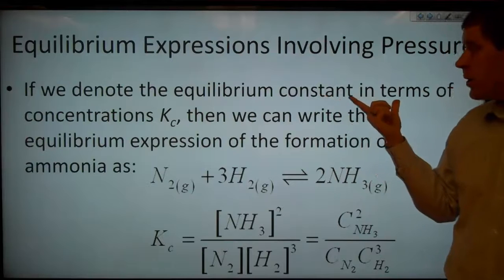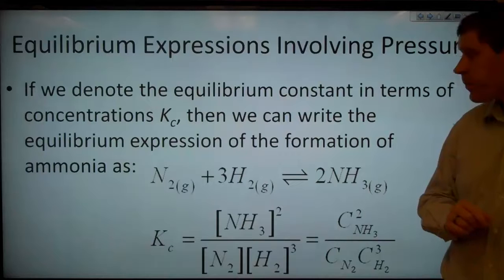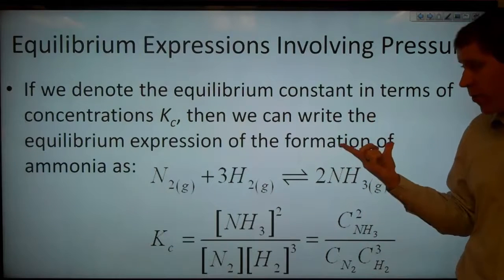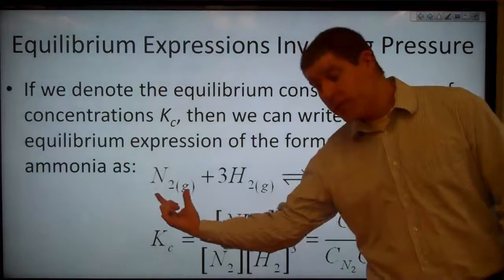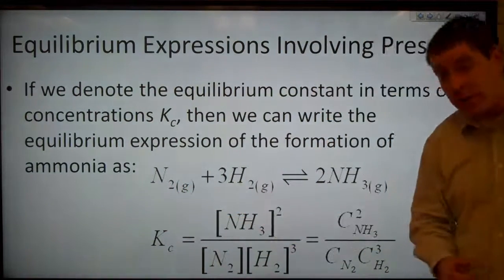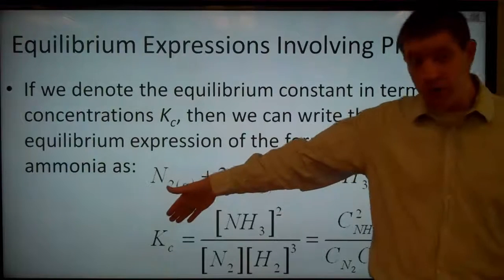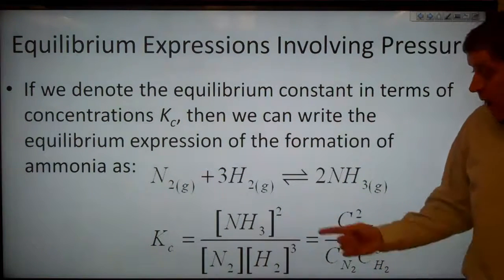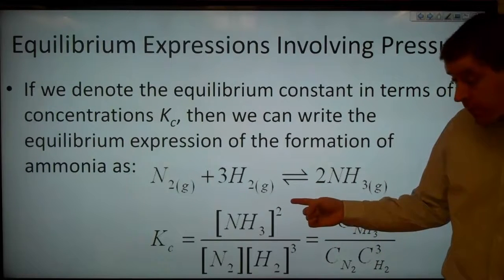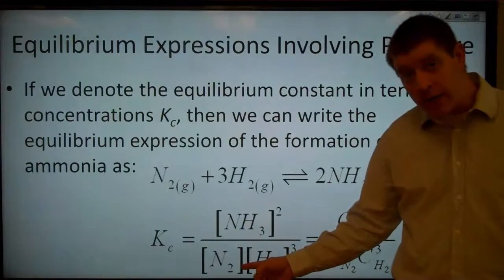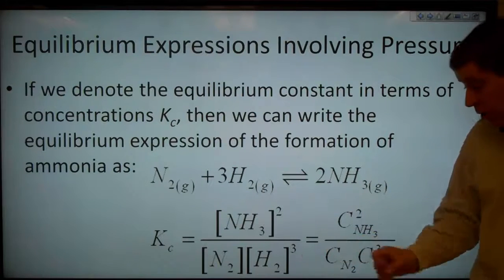Now, if we denote the equilibrium constant in terms of concentrations, Kc, K sub C, then we can write the equilibrium expression for the formation of ammonia. So we have nitrogen gas reacting with hydrogen gas to give us ammonia gas. We can write this in terms of concentration. So Kc is equal to the concentration of ammonia squared divided by the concentration of nitrogen gas to the first power times the concentration of hydrogen gas to the third power.